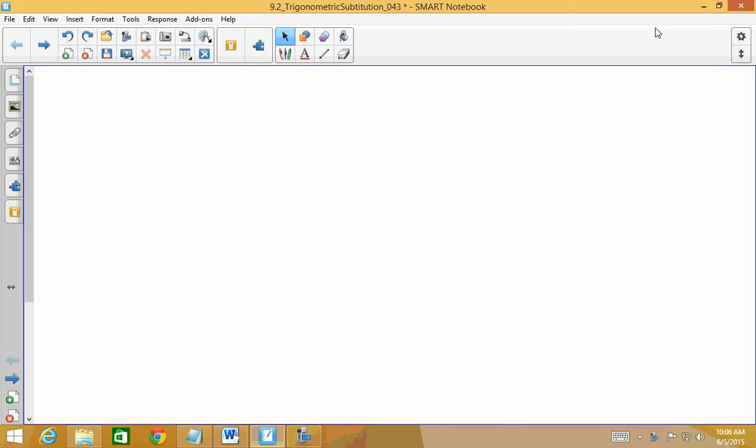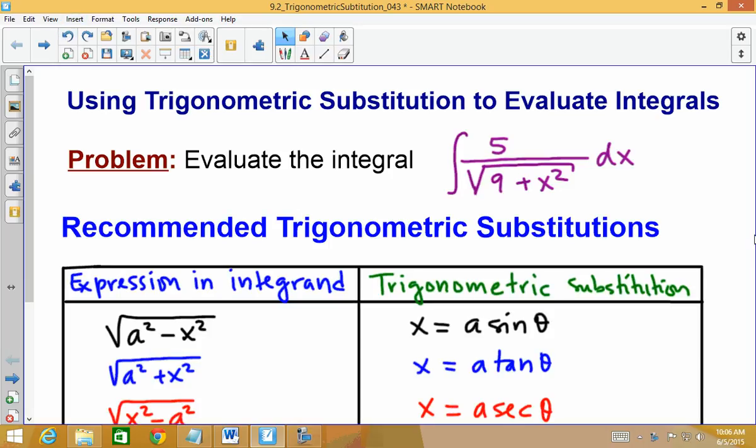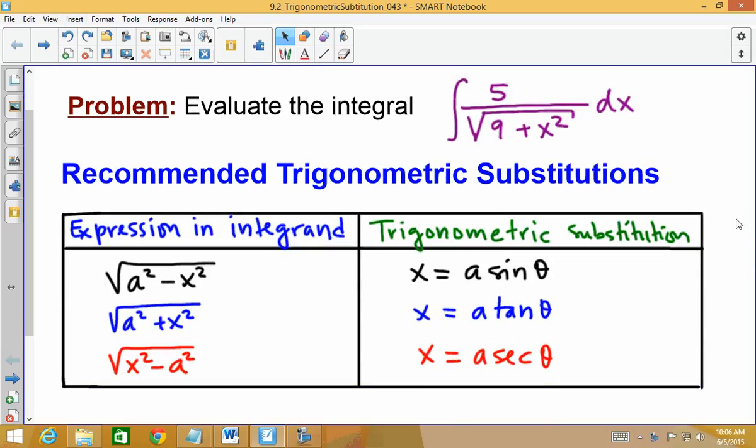In this video, we are going to use trigonometric substitution to evaluate an integral. The question is to evaluate the integral of 5 divided by the square root of 9 plus x squared dx. There are three basic recommended trigonometric substitutions.